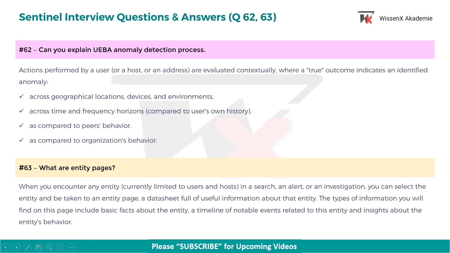Next, what are entity pages? When you encounter any entity, currently limited to users and hosts, in a search, an alert, or an investigation, you can select the entity and be taken to an entity page, a datasheet full of useful information about that entity. The types of information you will find on this page include basic facts about the entity, a timeline of notable events related to this entity, and insights about the entity's behavior.